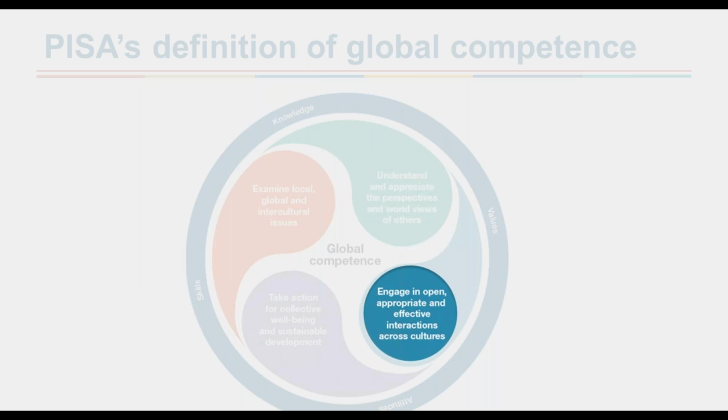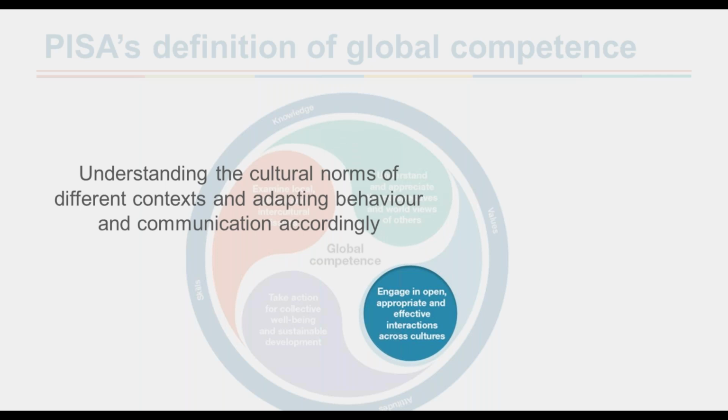The third dimension of global competence is the ability to engage in open, appropriate, and effective interactions across cultures. And this really describes what globally competent individuals do when they interact with others from cultural backgrounds different to their own. So an individual who's globally competent can understand cultural norms of different contexts and adapt their behavior and communication accordingly. And this might be through showing sensitivity towards others and a willingness to engage with other people's perspectives. And globally competent individuals make efforts to make themselves understood and to understand how others are communicating with them.